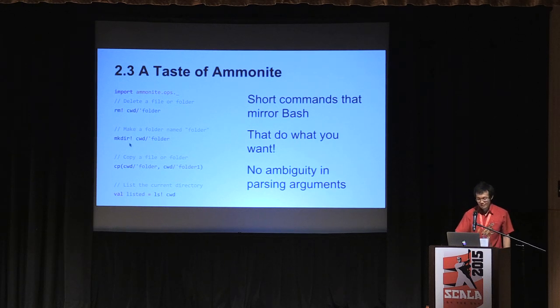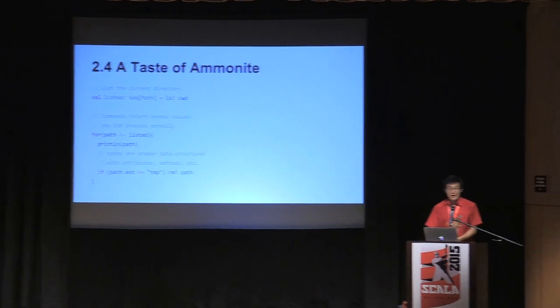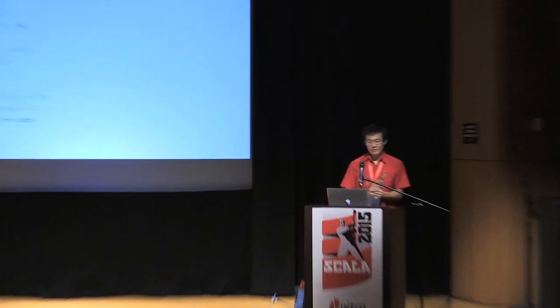regardless of how the arguments look. One interesting thing about Ammonite-Ops is that all your commands return structured data. For example, ls of your current working directory returns a sequence of paths, which you can iterate over using foreach. And the paths themselves are structured data, so they have attributes, like the extension. You don't need to munge with regexes and other things. You just check the path's extension, see if it's temp, and do things to it.